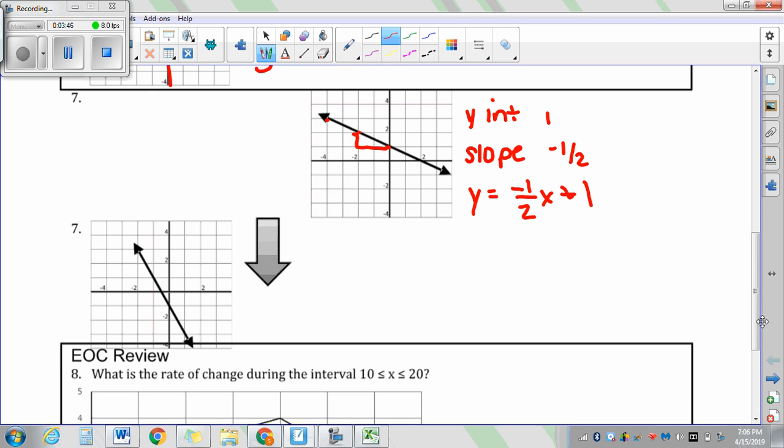And for my last one, here's a point, here's a point, here's a point, here's a point. So my y-intercept, where it crosses the y-axis, is right here at negative 1. My slope, I am going down 2 and over 1. So that's going to be negative 2 over 1. Or if you wanted to just say negative 2, that would be fine as well. So my equation here is going to be y equals negative 2 over 1x minus 1.